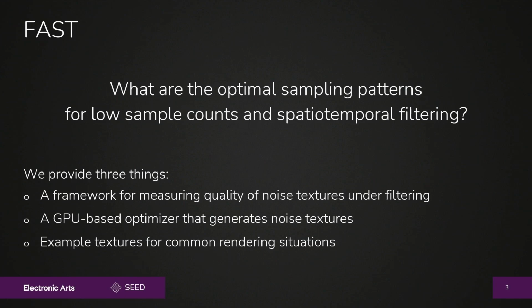So, our research question: given that we are going to do some filtering, what is the optimal way to sample a rendering integrand, assuming a low sample count? And what we provide are 3 things, which I'll talk about in turn. First is a theoretical component, to be a bit bold about it, kind of a grand unified theory of noise textures, quality, underfiltering.